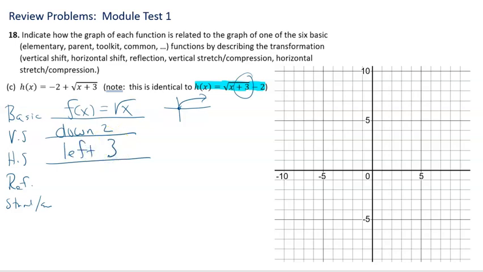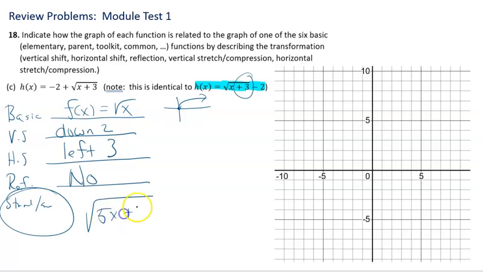Is there a reflection? No, because we're not multiplying by a negative outside or inside the function. So once again, no reflections and no stretches because we're not multiplying the x by a value outside or inside. Again, if I took this problem and did that, it might be the square root of 5x plus 3 minus 2. That value right there would give us a horizontal compression. But we don't have any of that multiplication. So none on the stretch compression.